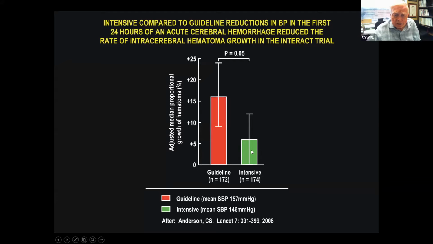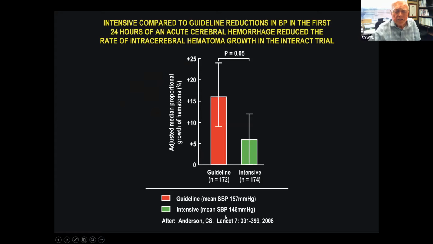Now, there's very little controlled randomized clinical trial in the field of urgent and emergent hypertension because, by definition, it's sort of unethical to withhold treatment or to give anything other than the best treatment in a life-threatening condition. But here, the investigators randomized people to intensive versus guideline reductions in blood pressure in the first 24 hours after an acute cerebral hemorrhage. And they looked at the rate of intracerebral hematoma growth in the period.